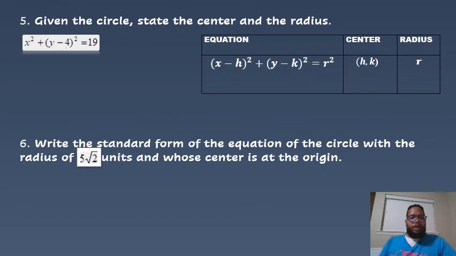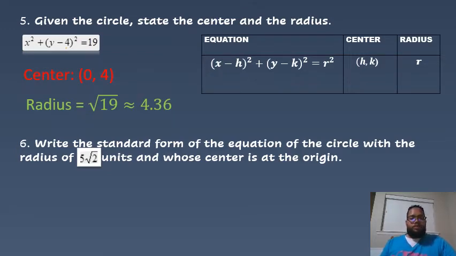All right, so if you tried it on your own, then you've noticed that there's no h there, so h is 0. And then we have y minus 4 squared, which means k is positive 4. So my center should be (0, 4). It equals 19, so 19 is not the radius. The square root of 19 is the radius. So you could probably leave your answer either as square root of 19, or if you want to approximate it as a decimal, I put 4.36.